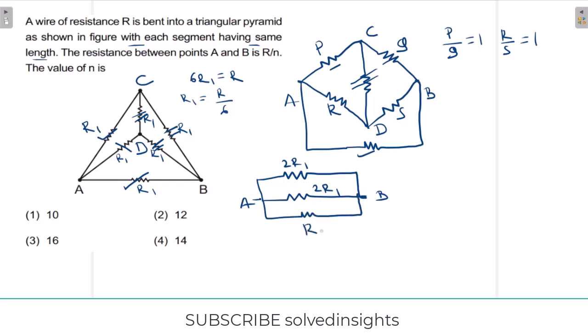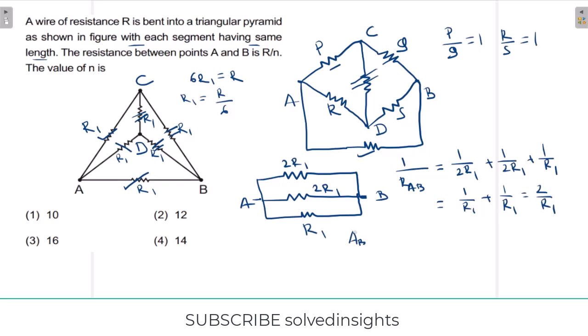Now 2R1, R1 and 2R1 are in parallel. So for the equivalent resistance between A and B, 1 by RAB is equal to 1 by 2R1 plus 1 by 2R1 plus 1 by R1. That is 1 by R1 plus 1 by R1, which is equal to 2 by R1. So RAB is equal to R1 by 2.